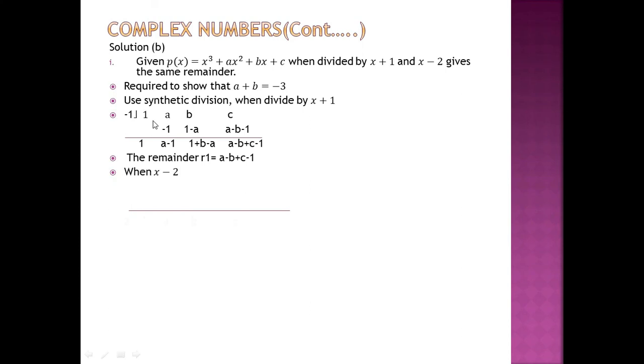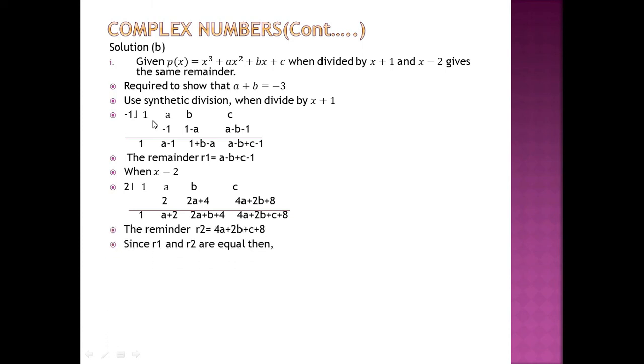Use synthetic division. So you can see that synthetic division is very important in this part of questions. Okay, so when we arrange the equation, we have this stuff here, and then at the end we have this one as the remainder. The remainder 1, which is r1, is a minus b plus c minus 1. When divided by x minus 2, then we arrange the equation and we divide it by synthetic division, and then we have the final value, this one. So this is the remainder, which is going to be r2, which is going to be 4a plus 2b plus c plus 8.